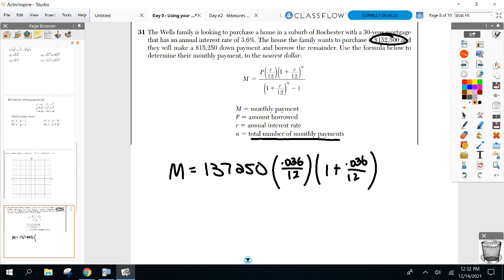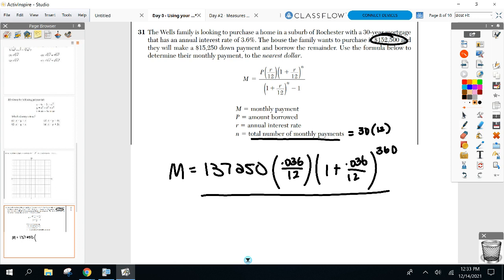It's a 30-year mortgage. So 30 times how many monthly payments? Take 30 and multiply it by 12. Everyone see where that's coming from? How many monthly payments? 30 years, 12 months in a year. 360 total payments.